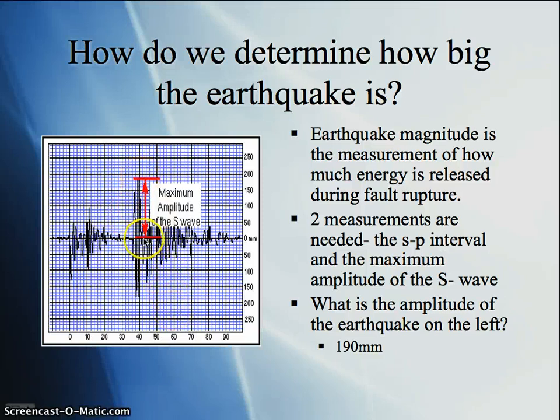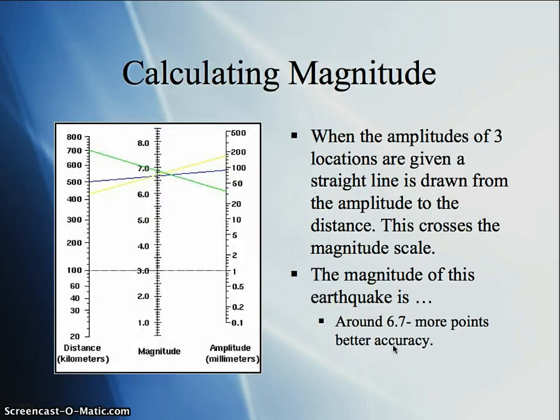So now you look at the amplitude here, you find the highest point, follow it across on the blue line, and each of these is worth 10. So 150, 160, 170, 180, 190. So that's 190 millimeters of amplitude. Now how does that amplitude convert to a magnitude? You look at the Richter magnitude scale, and you're going to use your distance and your amplitude to figure out your magnitude. You will do these more in class tomorrow.